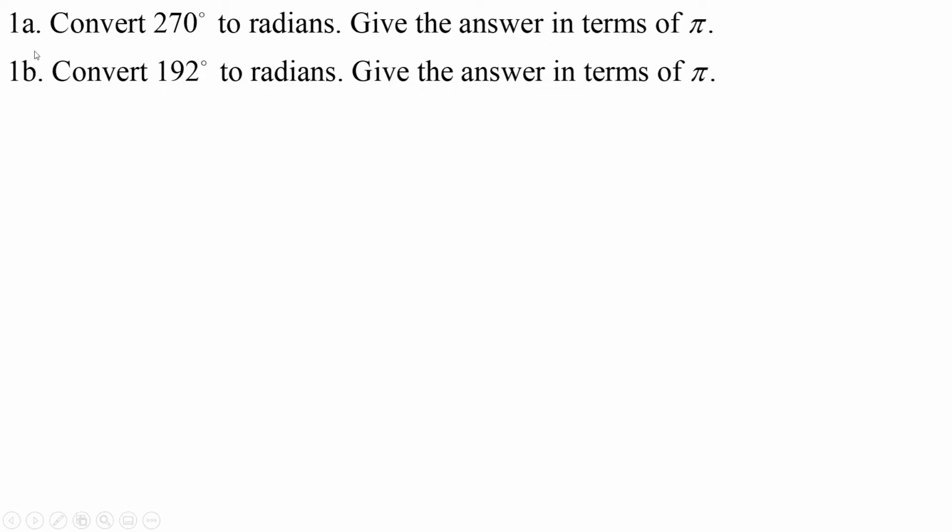Anyway, 1A. Convert 270 degrees to radians and then give the answer in terms of pi. All right, so conversions. It's really easy to convert from degrees to radians or from radians to degrees. So what we're going to do is take this 270 degrees and multiply it by a fraction that is equivalent to 1. We want an answer in terms of pi and we're going to radians, so I'm going to put pi in my numerator.